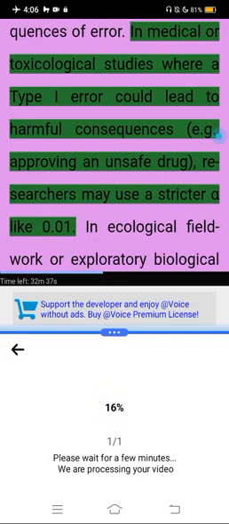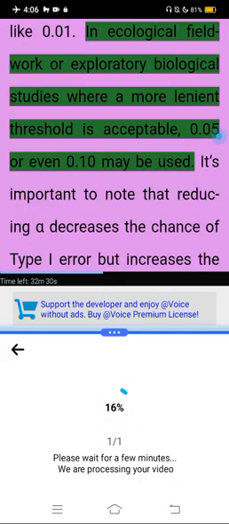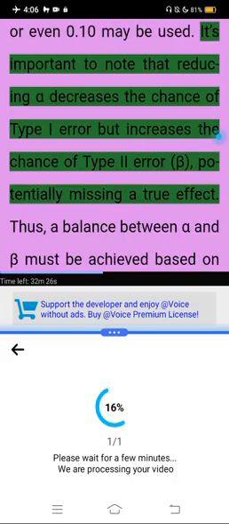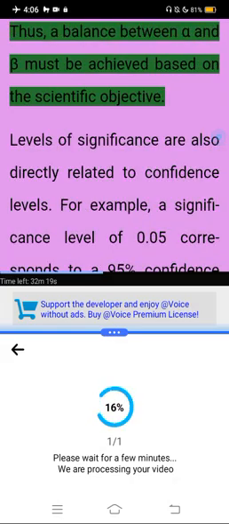In medical or toxicological studies where a type 1 error could lead to harmful consequences, e.g., approving an unsafe drug, researchers may use a stricter alpha like 0.01. In ecological fieldwork or exploratory biological studies where a more lenient threshold is acceptable, 0.05 or even 0.10 may be used. It's important to note that reducing alpha decreases the chance of type 1 error but increases the chance of type 2 error (beta), potentially missing a true effect. Thus, a balance between alpha and beta must be achieved based on the scientific objective.